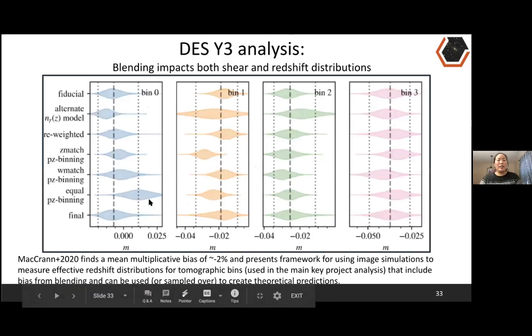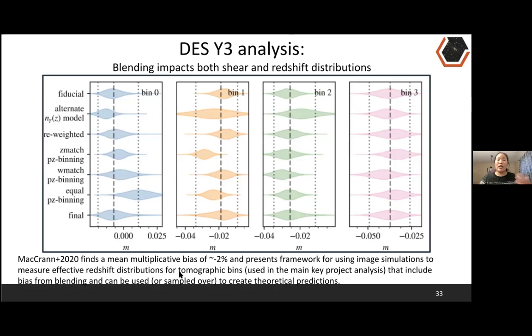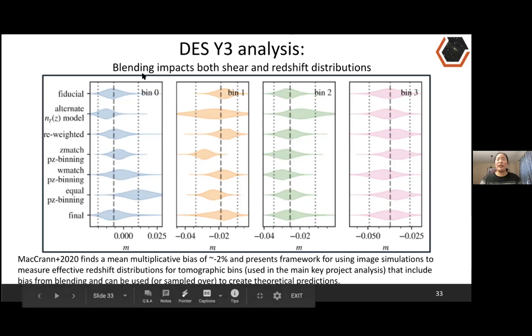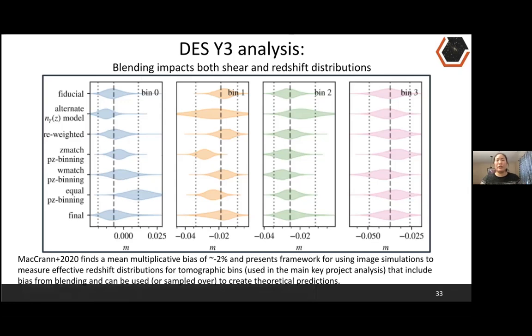And then there's this calibration from image simulations where in MacCrann et al. 2020, we measured the mean multiplicative bias on the shape measurements. And we found, importantly, that blending impacts both the shape measurements and the redshift distributions. And this needs to be taken into account. And that's something that we're going to include in the modeling of the cosmology constraints.